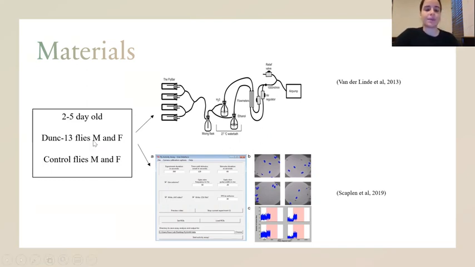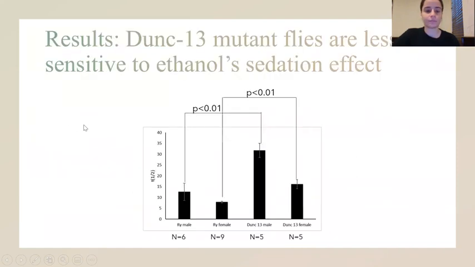For both of these assays, we used male and female flies, the UNC13 and the control flies, and the flies were 2 to 5 days old. After analyzing the data, we found that the UNC13 mutant flies are less sensitive to ethanol sedation effects. The UNC13 males and females were less sensitive, and they took longer to lose their righting reflex.